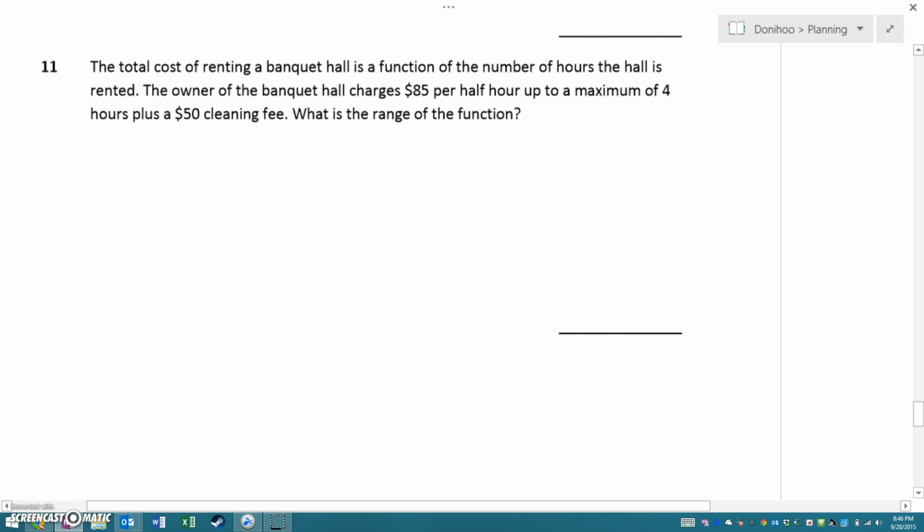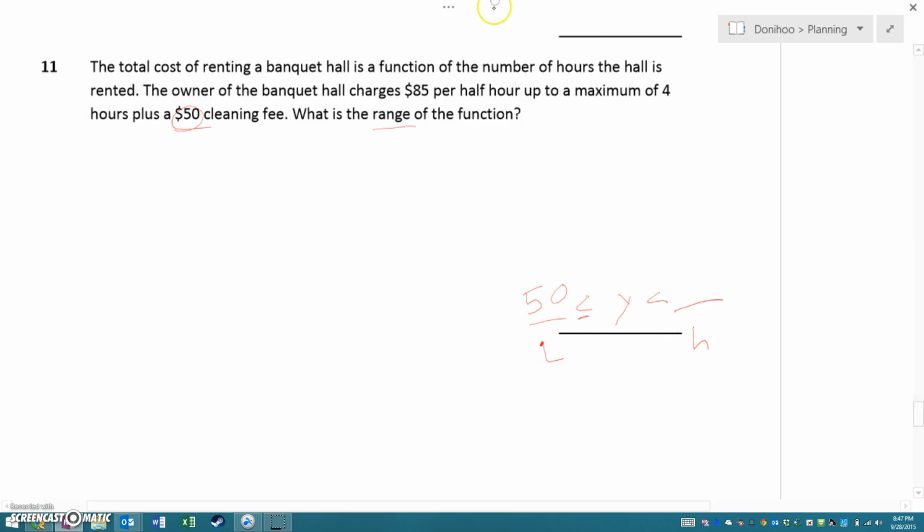Number 11 was probably the most difficult question on this review. I'm going to jump to the question, what is the range? Okay, well, if we're talking about range, I'm going to write it out. So this is what we're talking about. What's my low? What's my high? Okay, well, the least that you're going to pay is minimum $50. Okay, but then what's the highest amount that you'll pay?